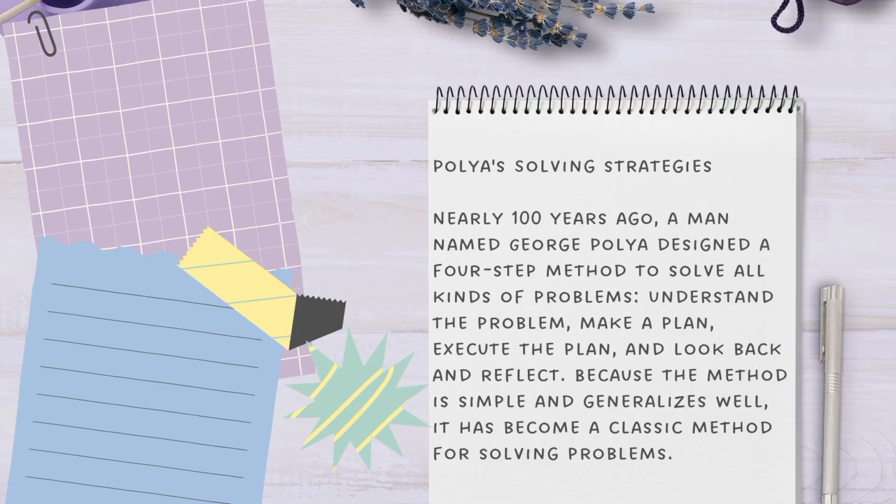Polya solving strategy. Nearly 100 years ago, a man named George Polya designed a four-step method to solve all kinds of problems. Understand the problem, make a plan, execute the plan, and look back and reflect. Because the method is simple and generalized well, it has become a classic method for solving problems.